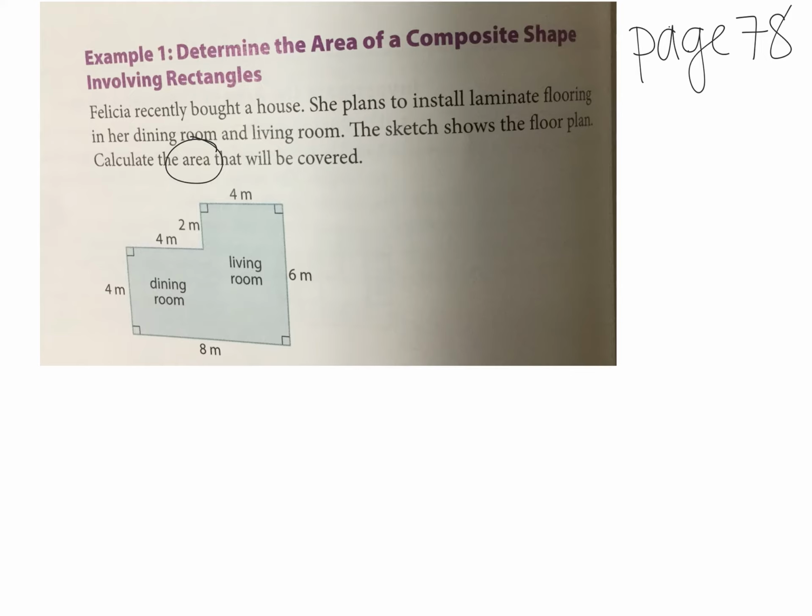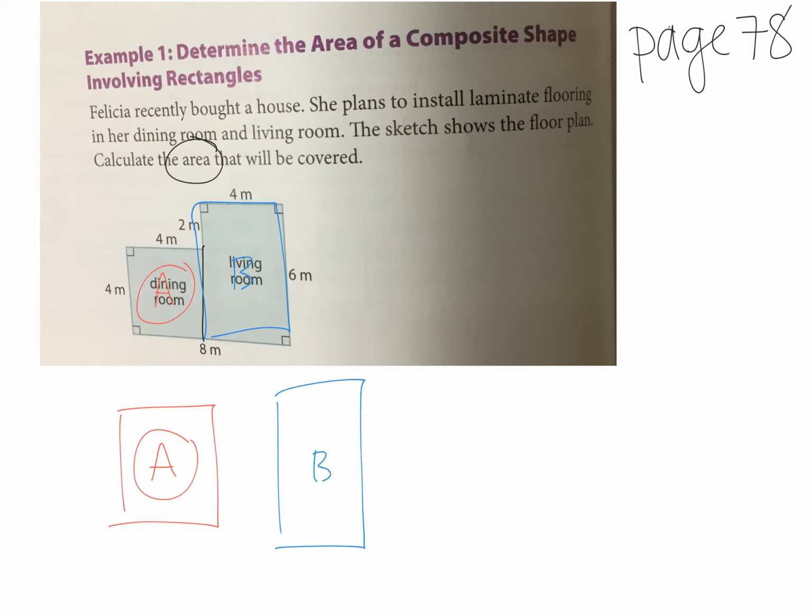So which way do you want to do it? First way I did it, a square and a rectangle? Okay. It's easier. I'm going to call this A. The dining room is shape A. And we have shape B, the living room. I want you to label the dimensions of A and B in your notebook.